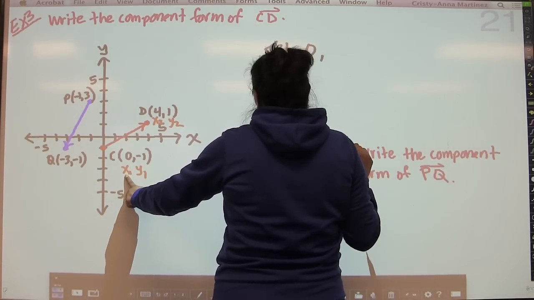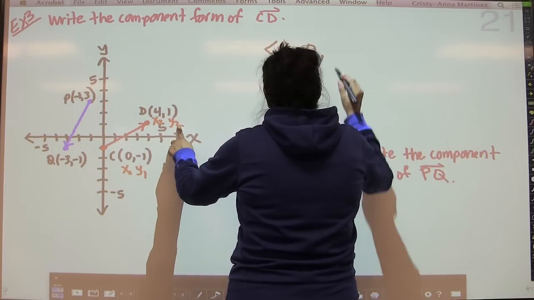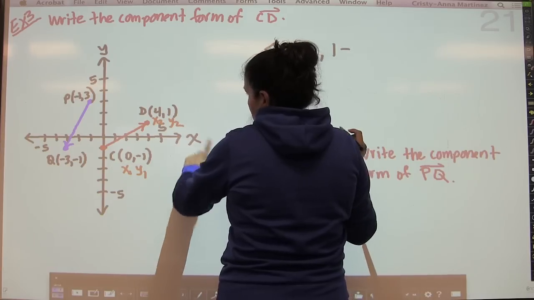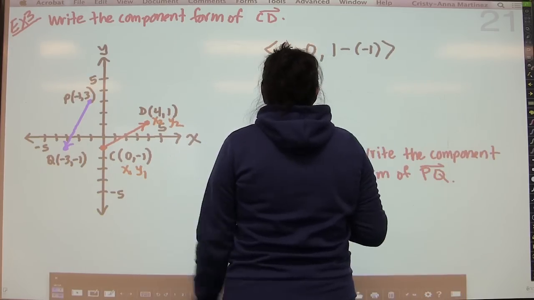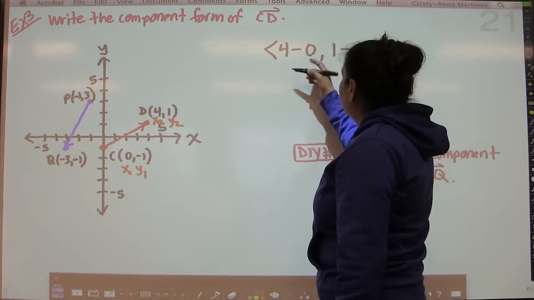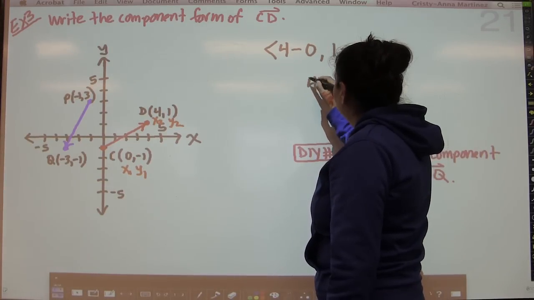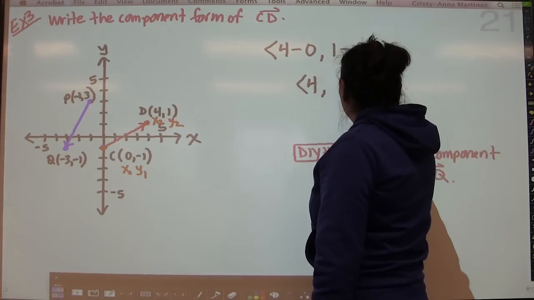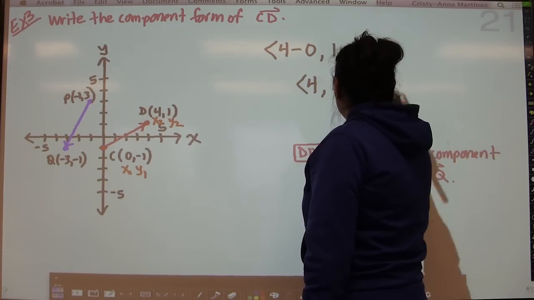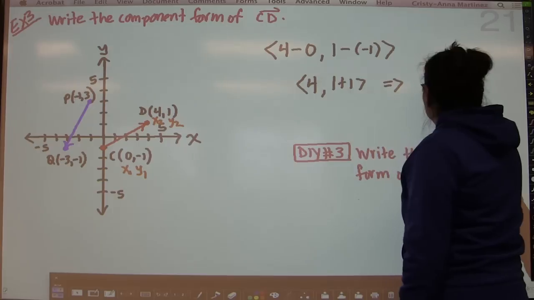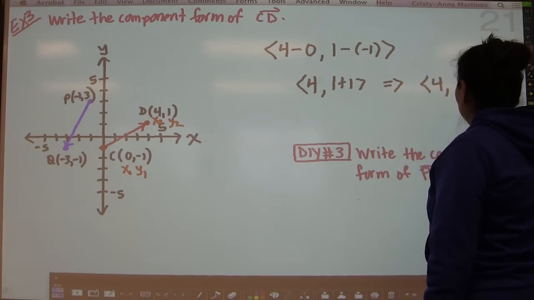And for the y coordinate of component form, you want to take y2, which is 1, and subtract y1, which is -1. All right? So then 4 minus 0 is just 4. And then 1 minus -1 is actually going to be 1 plus 1, which is 2. So the component form is <4, 2>.